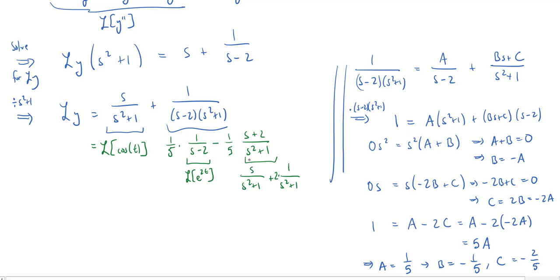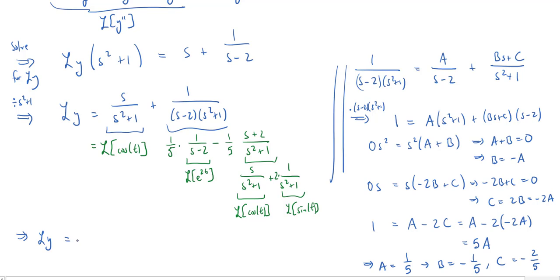Because now, s over s squared plus 1, that's the Laplace transform, again, of cosine of t. And what about this 2 times? Well, again, we ignore the 2, it's just a constant. But what about this 1 over s squared plus 1? Well, that's the Laplace transform of sine of t. Okay, and so we've put everything into the Laplace format, so let's rewrite it nicely.